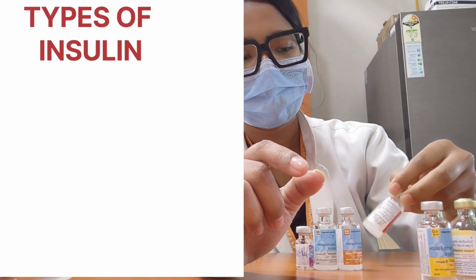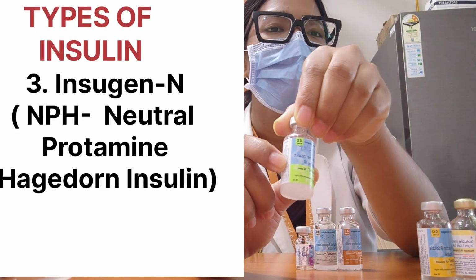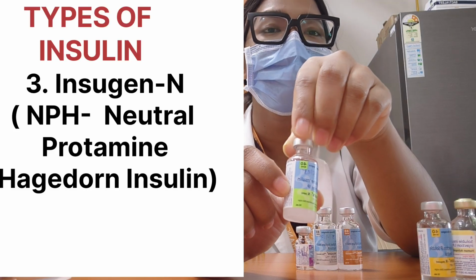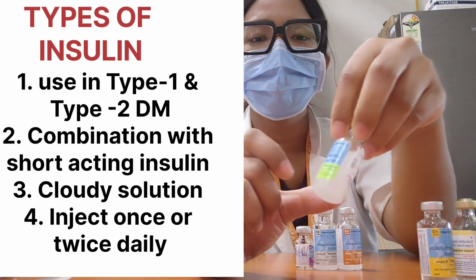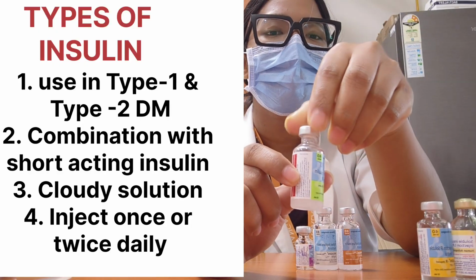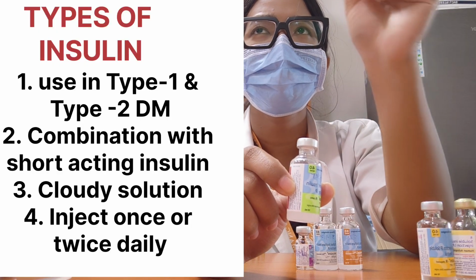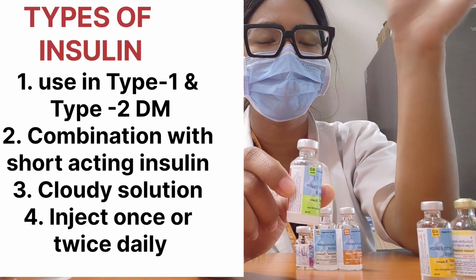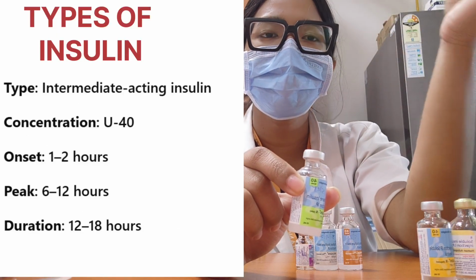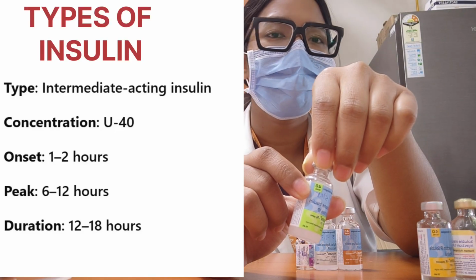Next, let's speak about the NPH, which contains protamine. This is a type of intermediate acting insulin, and it is also available in 40 international units per ml. The peak will be around 4 to 6 hours, and the duration will be around 12 to 18 hours.